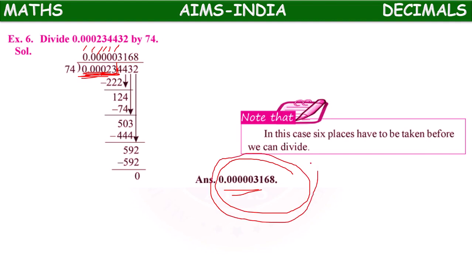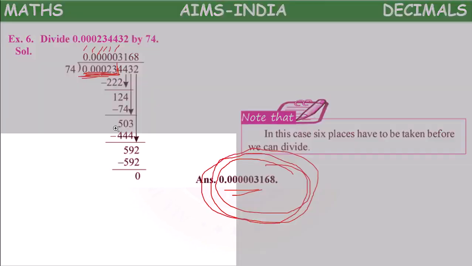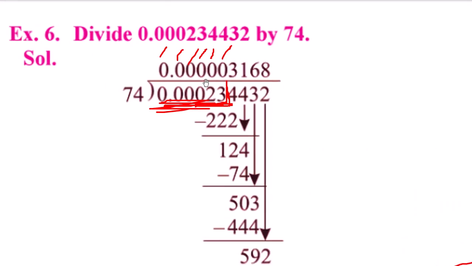But while solving these kinds of problems, you should be careful in the placement of zeros in the quotient. Up to whatever number it is not divisible, up to those numbers you have to consider all zeros in the quotient. Otherwise, your answer will be wrong.